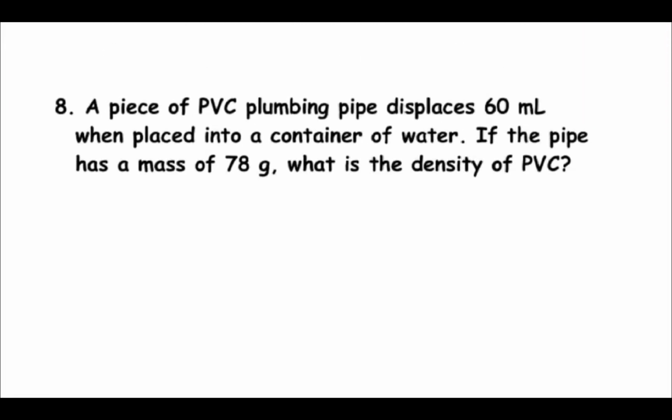A piece of PVC plumbing pipe displaces 60 ml. So again, the plumbing pipe looks like an irregular shaped object, children. It displaces 60 ml when placed in a container of water. If the pipe has a mass of 78 grams, what is the density of the PVC pipe?